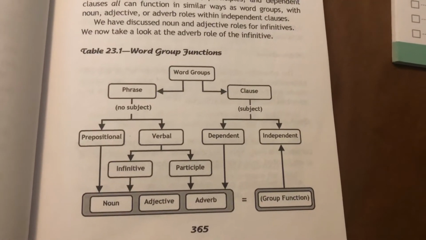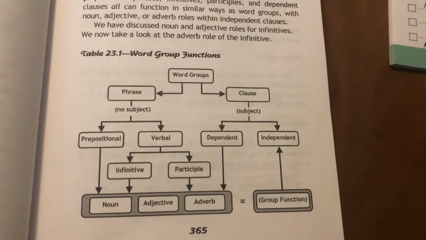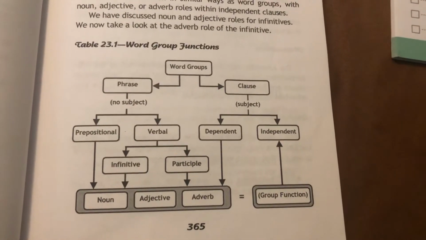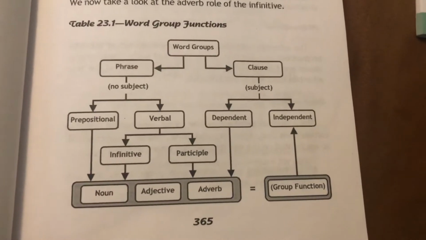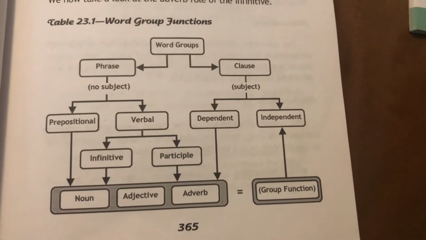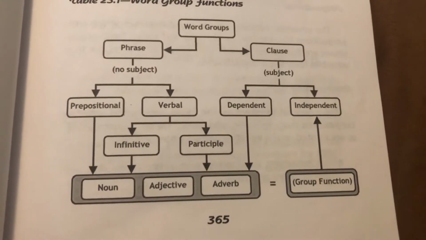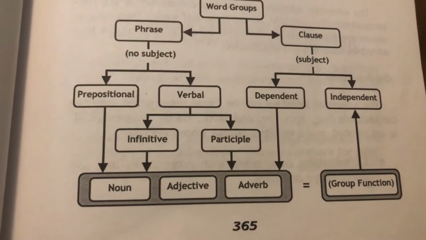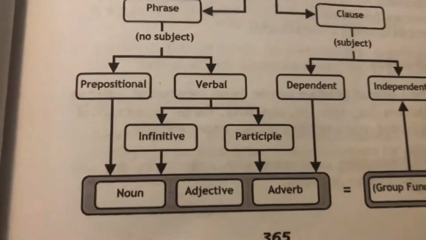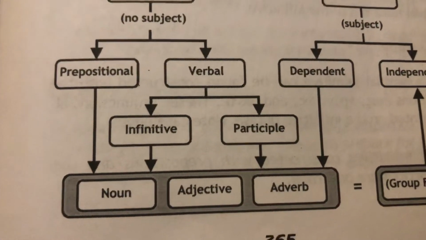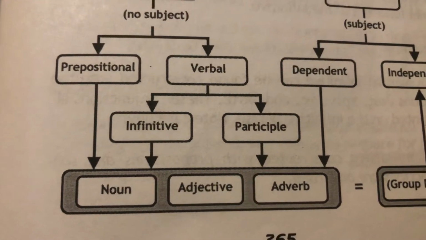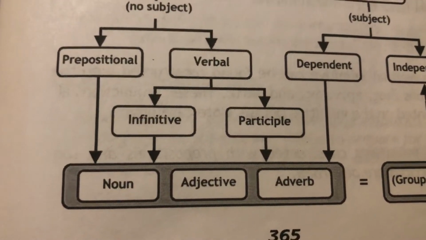Let's return to that same table that you found in chapter 22, where we see word group functions. And so we've looked at clauses before with dependent and independent clauses. But when we look at the way that we use phrases, remember we can have prepositional phrases and verbal phrases. And it's where we focus on verbal phrases that we see the use of infinitives and, what we will see in the upcoming chapters, the use of participles.